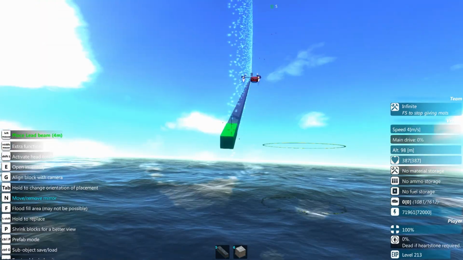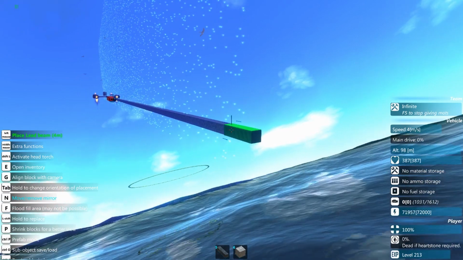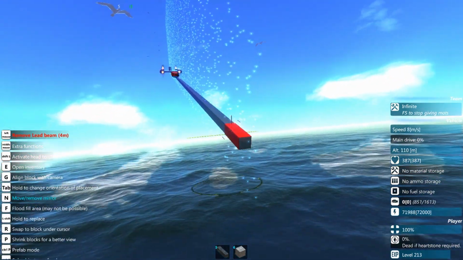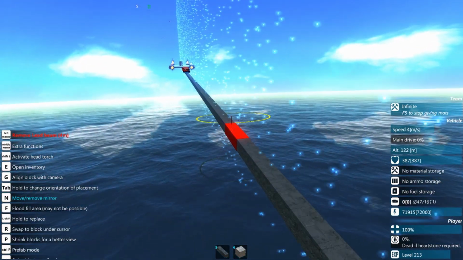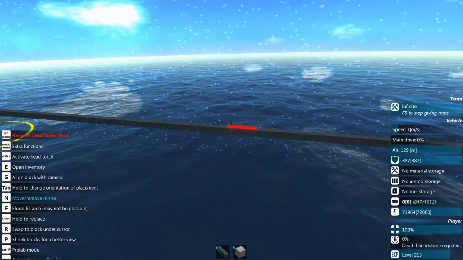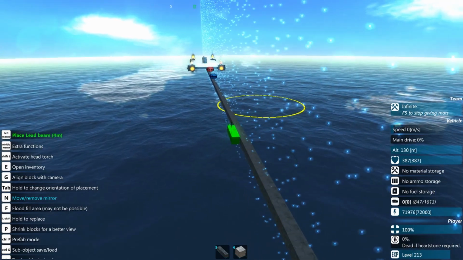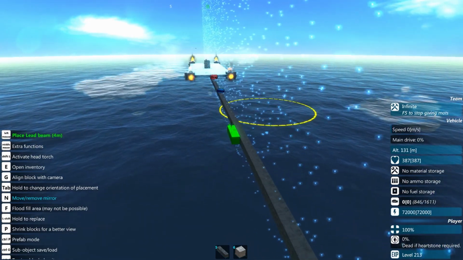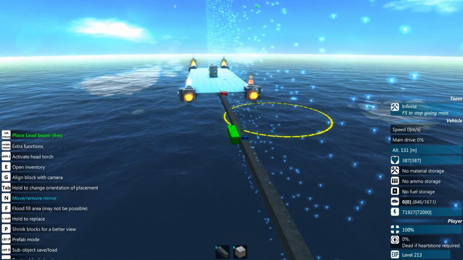Alright, so it looks like we hit the tipping point there. This is going to tip downwards, and it's never going to be able to correct. So I'm going to lock the vehicle in place, and we have one very long lead stick on the nose of this thing. We are now renaming this vehicle to the Pinocchio.